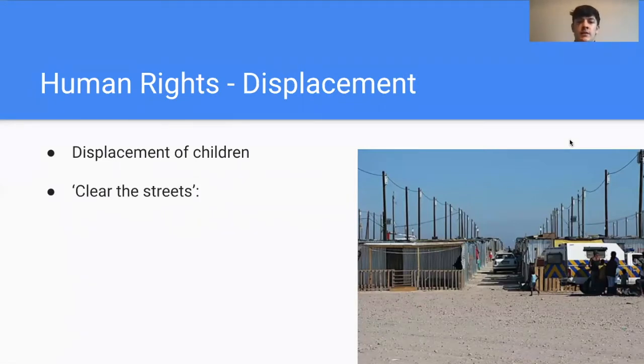This next slide is a continuation of the previous slide about human rights, however shifting its focus over to displacement. Displacement of children through forced evictions for infrastructure development and street clearances is a common issue faced by FIFA when hosting the FIFA World Cup tournaments. With specific reference to South Africa, this was an issue in a variety of ways.